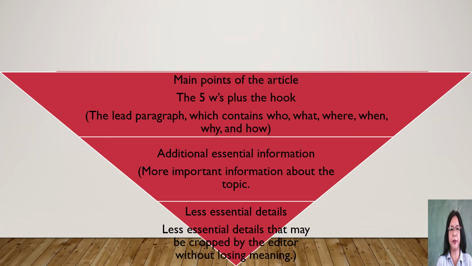At the upper part, you give the main points of the article, the 5 W's plus the H, the lead paragraph, which contains who, what, where, when, why, and how. At the middle, you give the additional essential information or the more important information about the topic. And in the lower part, less essential details that may be cropped by the editor without losing meaning.